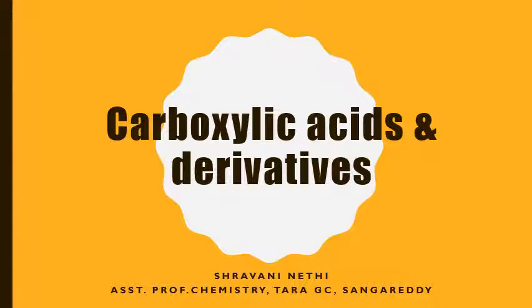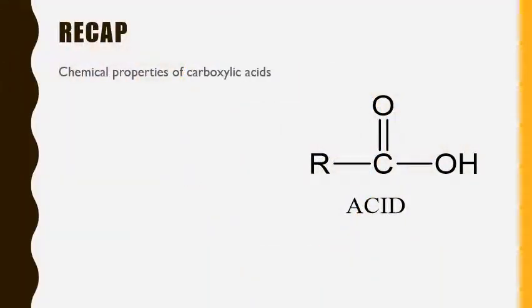We have been learning about carboxylic acid and derivatives in terms of their physical and chemical properties. So far, we have seen the physical properties of carboxylic acid. Just in the previous class, we had an introduction to the chemical properties of carboxylic acid. Now, let us do a fast recap of whatever we have seen in the previous class.